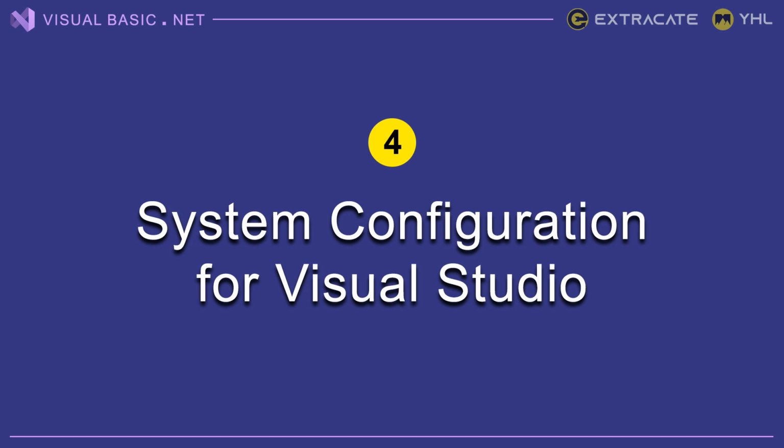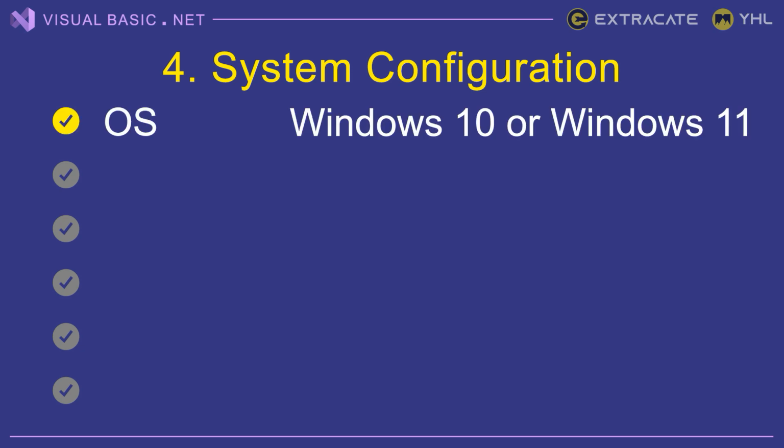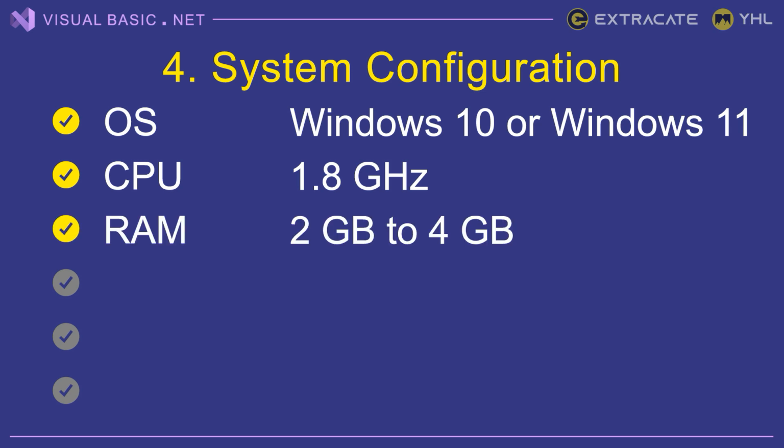4. What is the minimum system configuration required to install Visual Studio? To install Microsoft Visual Studio, you will need Windows 10 or Windows 11 operating system, Intel or AMD CPU with at least 1.8 GHz speed, at least 2 GB RAM, but 4 GB is recommended, 850 MB of free storage space.